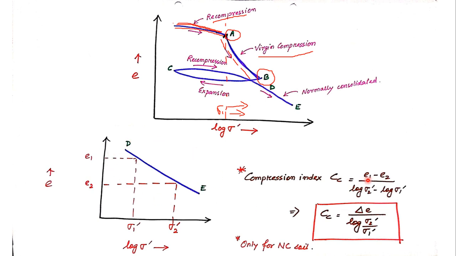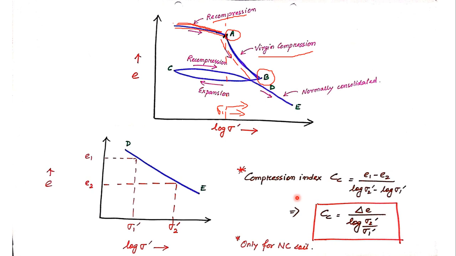So if I write the slope of this line, it will be e1 minus e2 divided by log sigma 2 dash minus log sigma 1 dash. So if the change in void ratio e1 minus e2 is written as delta e, and log sigma 2 dash minus log sigma 1 dash is written as log of sigma 2 dash by sigma 1 dash, this gives you the term of compression index. So compression index tells us the extent to which a soil is actually getting compressed.